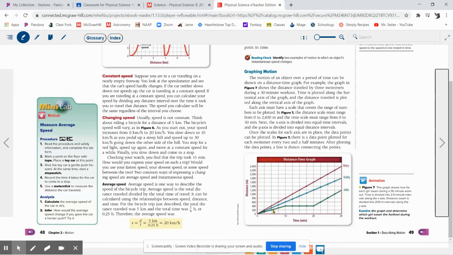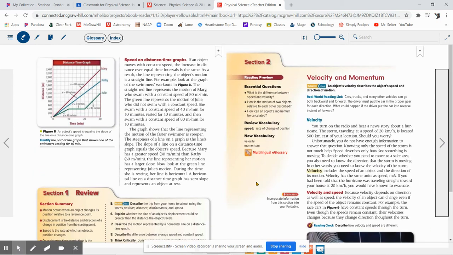Graphing motion. Remember, time is the independent variable, on the bottom, and distance is the dependent variable. The independent variable down here is always time. In this case, it's time and distance in meters. The reason I'm pointing this out is that you will do a graph. This is just showing you your speed, your distance-time graph.